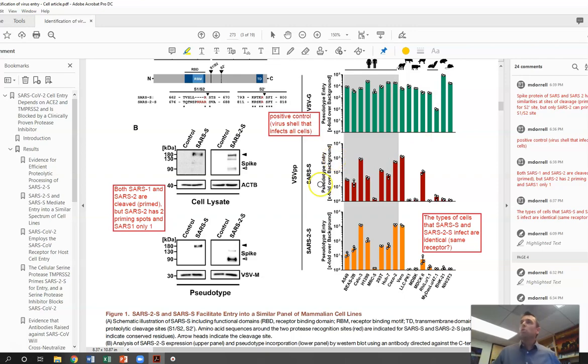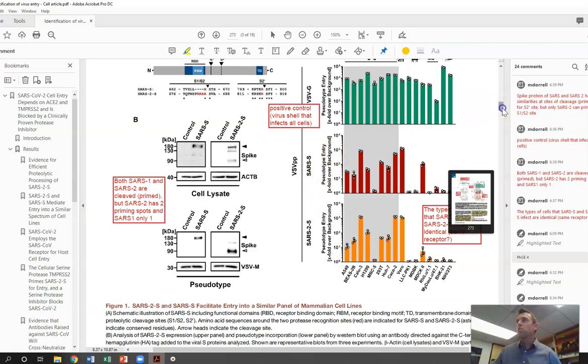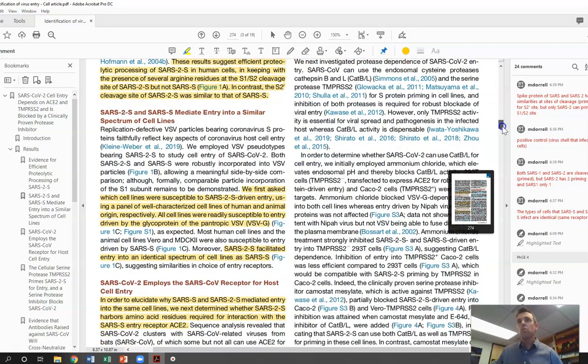But when they went to SARS-2 and SARS-2S, so again we can go back down here, most human cell lines and the animal cell lines Vero, that's the monkey cell line, and MDCK2 were also susceptible. SARS-S and SARS-2S had an identical spectrum of cell lines.